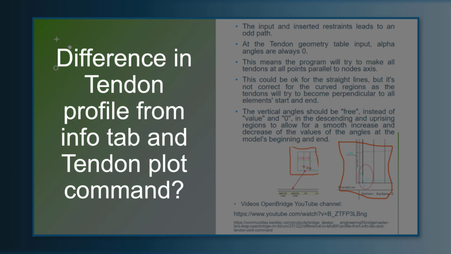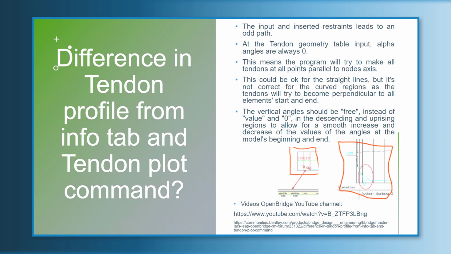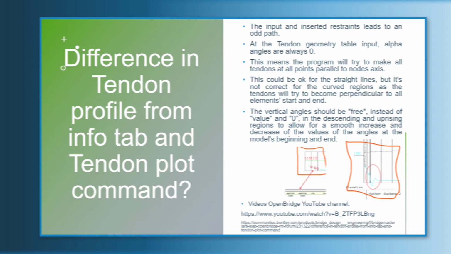Difference in tendon profile from info tab and info plot comment. This type of issue is mostly related to the restraint conditions for the tendon points geometry. The user needs to check where to place the inflection point and the alpha angle values introduced with 0 and free. So the vertical angles should be free instead of value 0 in the descending and uprising regions to allow for a smooth decrease and or increase of the angle values when the program is calculating the tendon's parabolas.